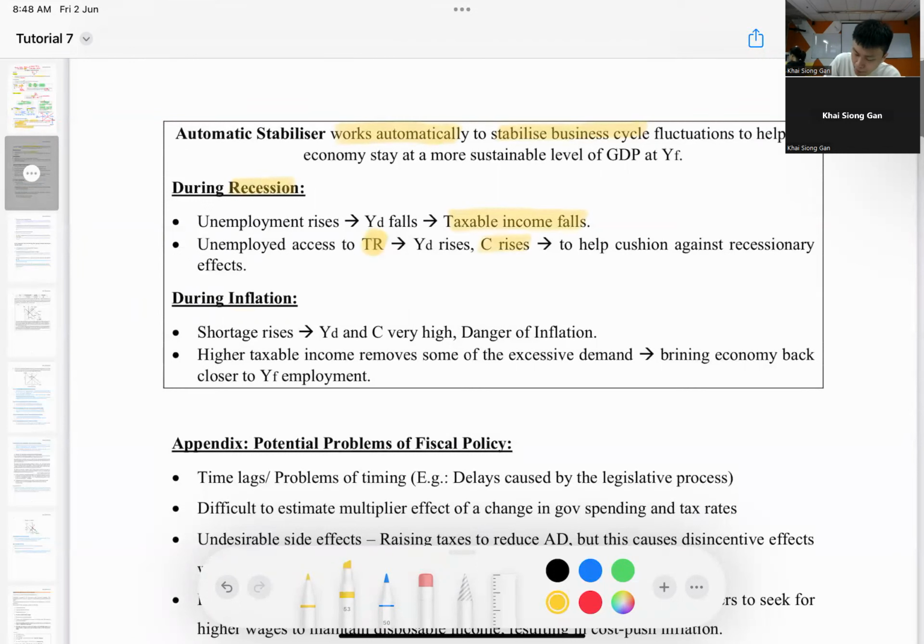When the country is over-booming in inflation, there will be shortages, so income and consumption will be super high and there will be a danger of inflation. So at this point, higher tax will be imposed to remove the over-booming demand, bringing the economy back to full employment. That's what we talk about with the automatic stabilizer.